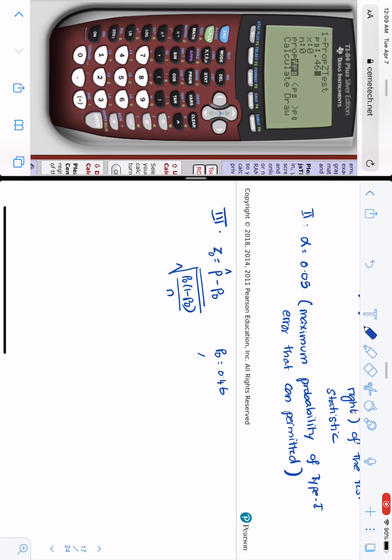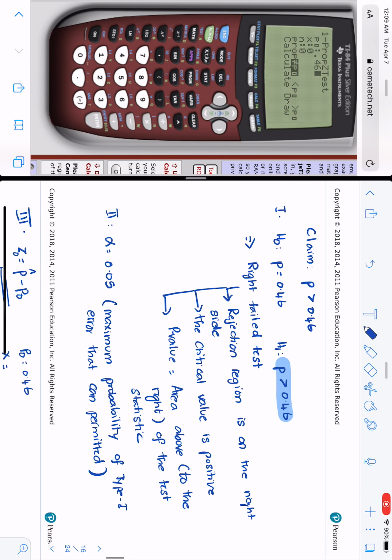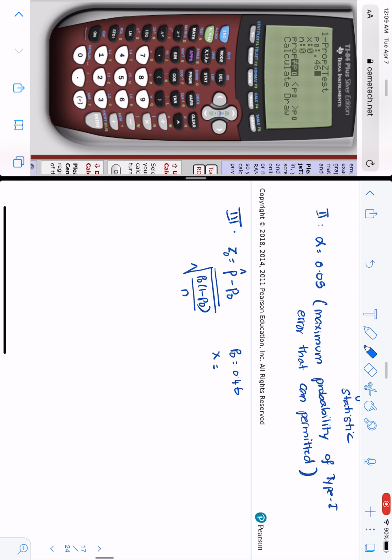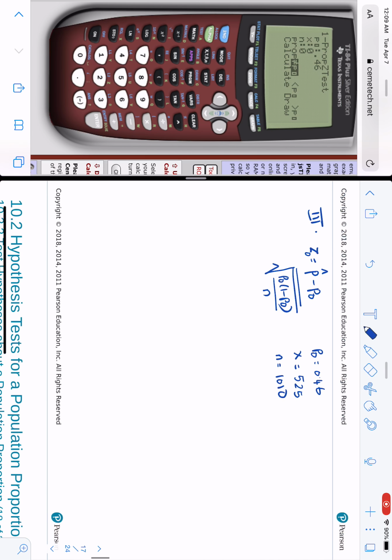And the sample from 2007 tells us they observed 1,010 adults and 525 stated they did not trust the media. So X is 525 and N is 1010. So the sample proportion would simply be X over N, and here let's fill in the stuff.